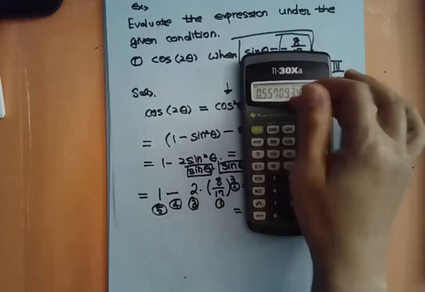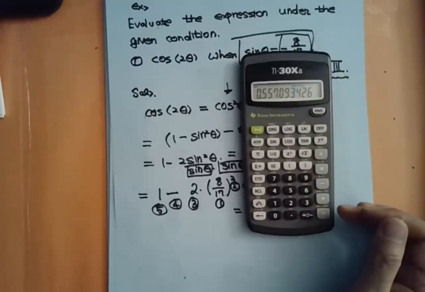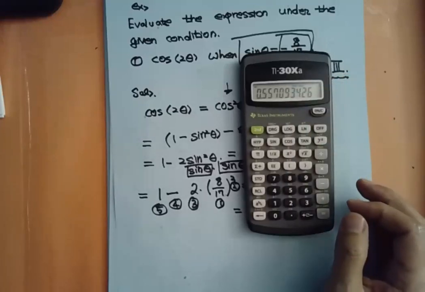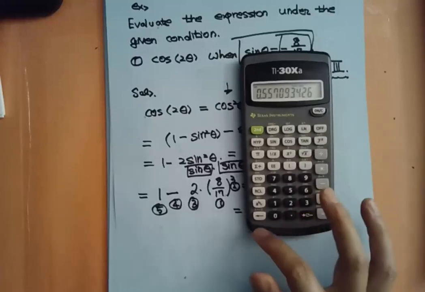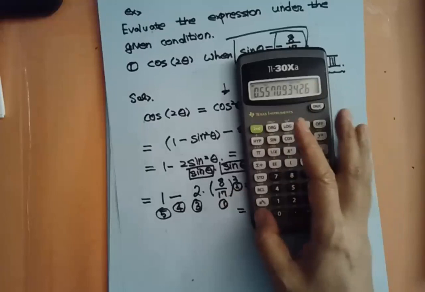And this is a decimal form. What I was saying was you have to get the exact value. So you have to convert that into the fraction. So second and left arrow.